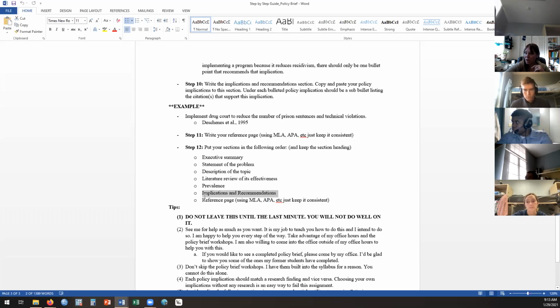The last section right here, all you're going to do is take those bulleted policy implications. You're going to pull them down here, and underneath each implication, you will have a sub-bullet that shows which of your 5 studies support this. This can be very helpful if you're a legislator and I'm recommending 4 or 5 different things, but there's only enough money to cover 2 of them. They can see which of the recommendations have the most research behind them, which might help them determine where they're going to spend that money.